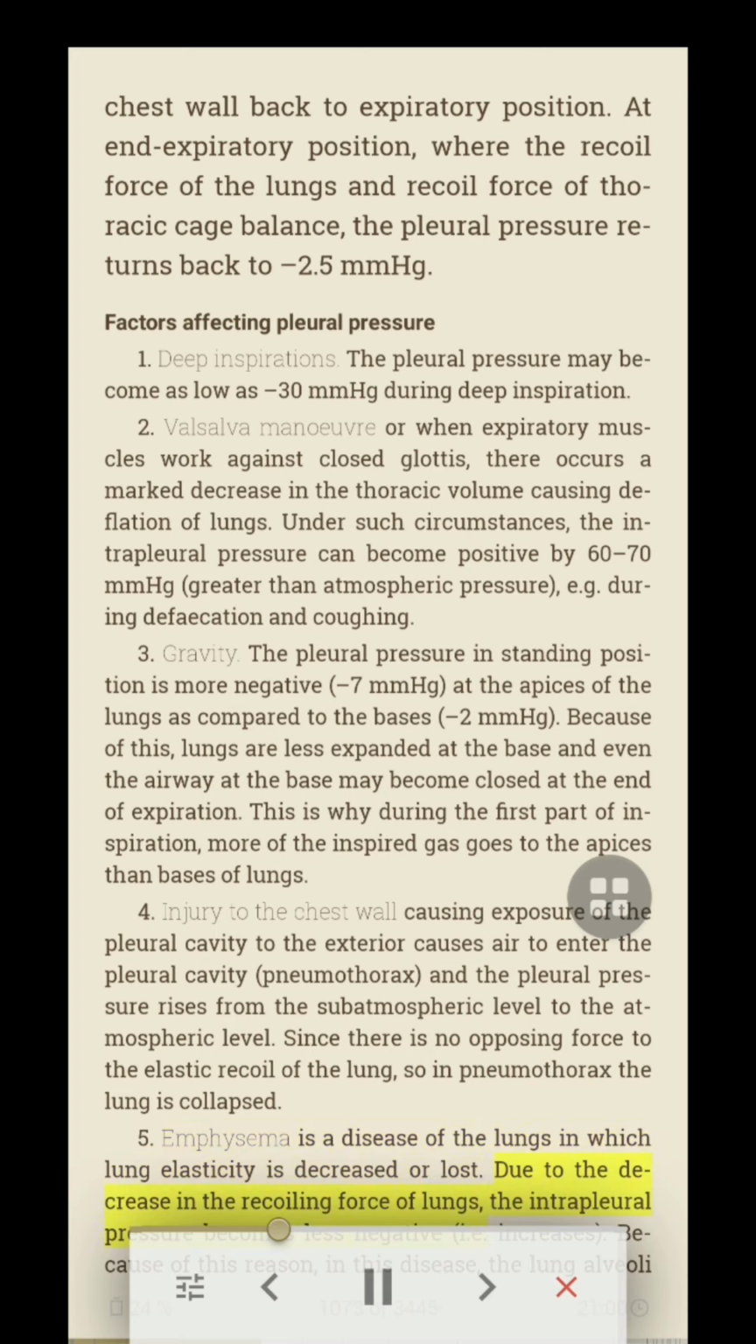5. Emphysema is a disease of the lungs in which lung elasticity is decreased or lost. Due to the decrease in the recoiling force of the lungs, the intrapleural pressure becomes less negative, i.e. increases. Because of this, in this disease the lung alveoli expand and the chest also expands and becomes barrel-shaped.